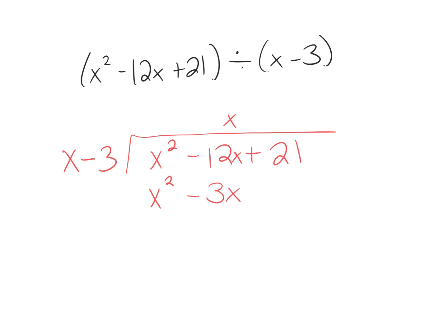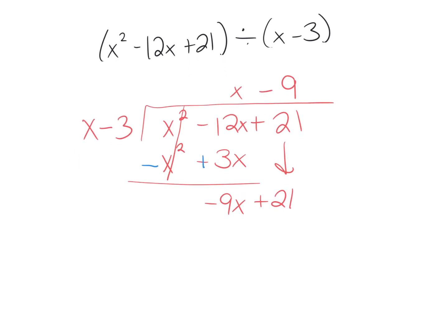What do I do next? Subtract, change the signs. Yep. What happens to the x squareds? Cancel. Negative 12x plus 3x, negative 9x. What do I do with the 21? Yep. So now I want to turn x into negative 9x. What am I missing? I'm missing a negative 9.